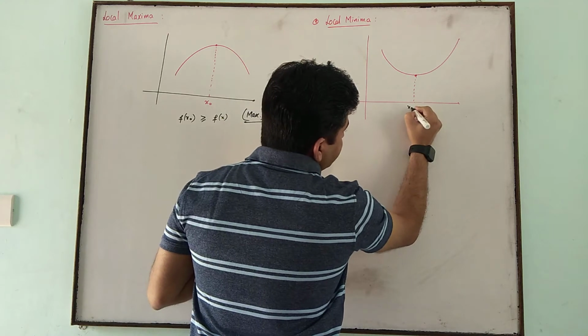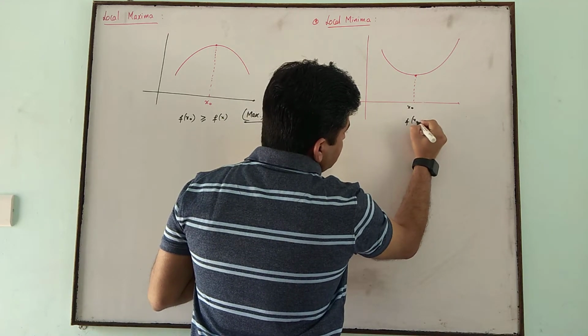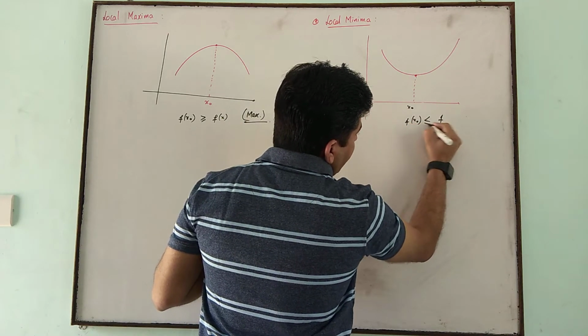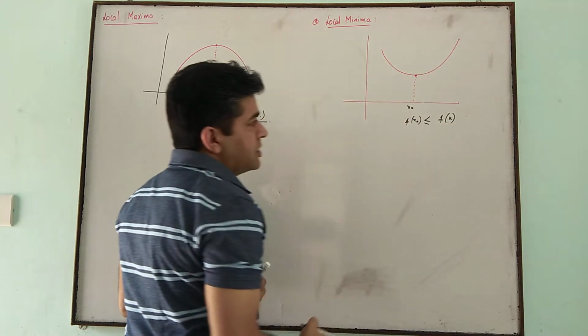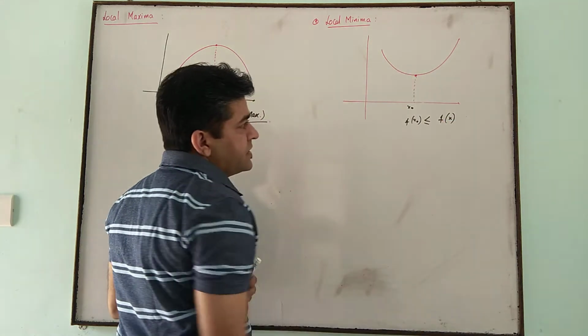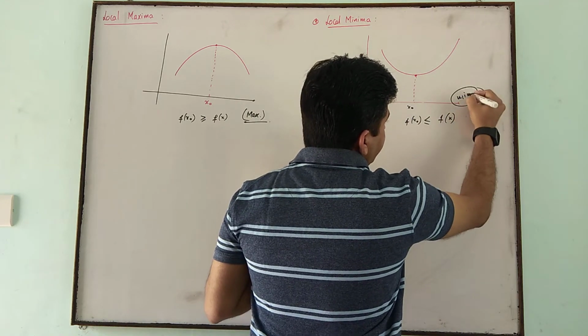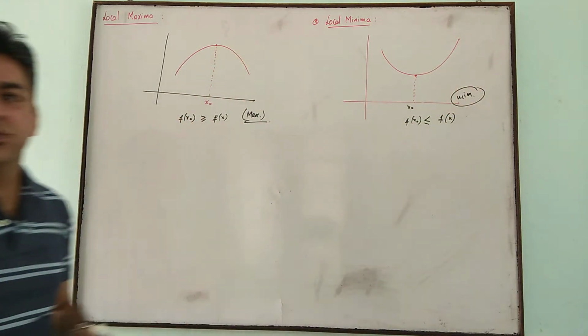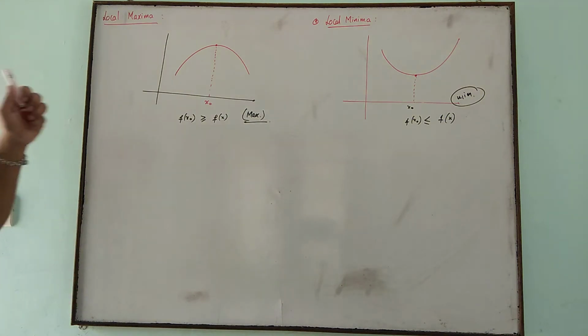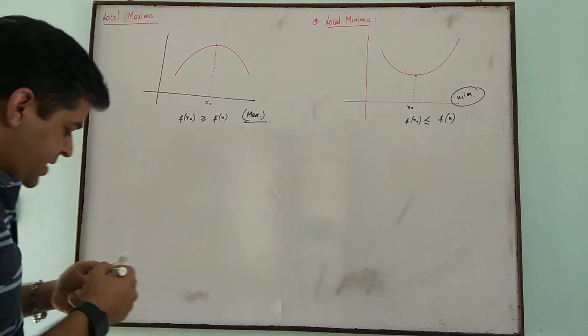And let us say at this point f of x naught will be less than f of x, then your function is minimum at this particular point. Now what are local maxima and local minima?